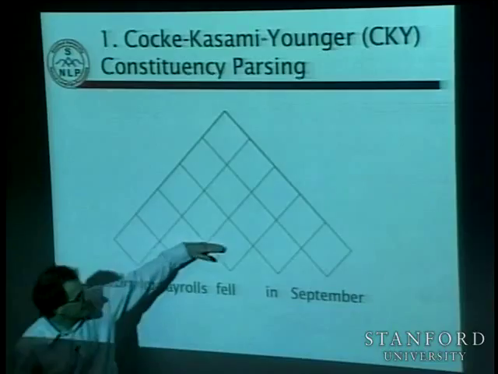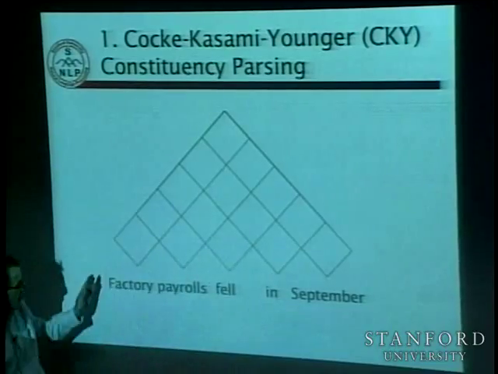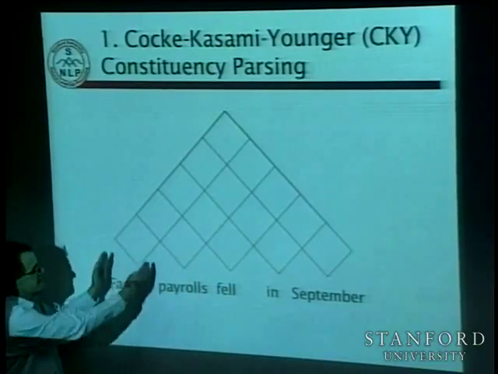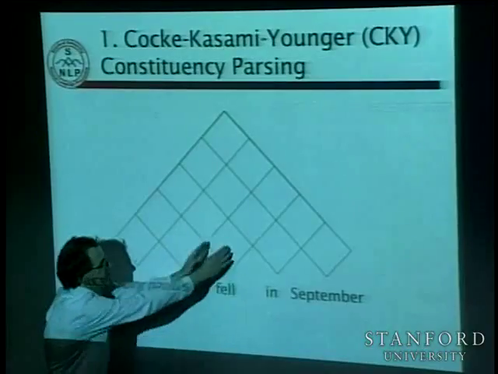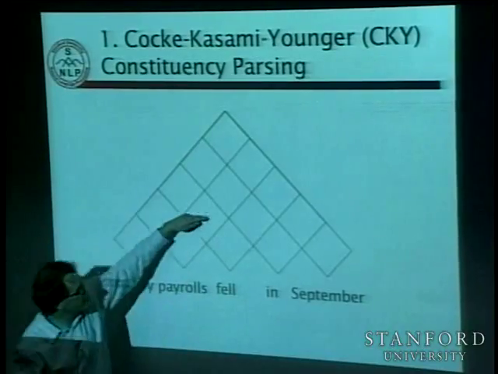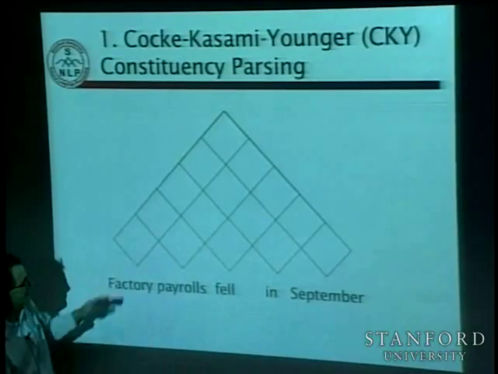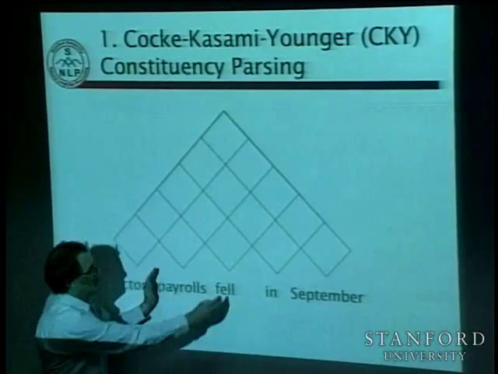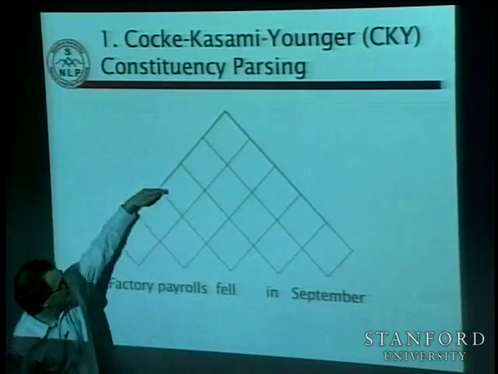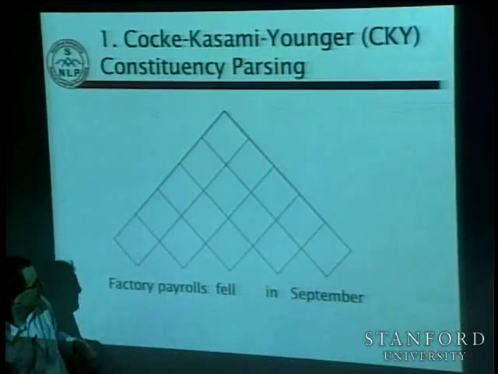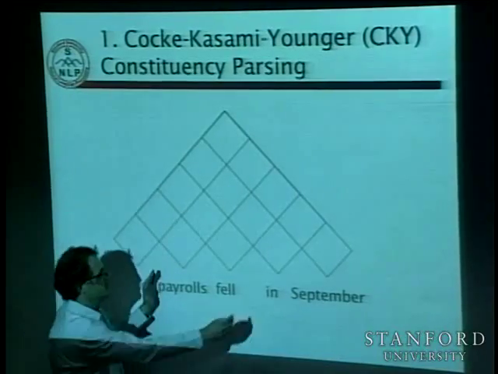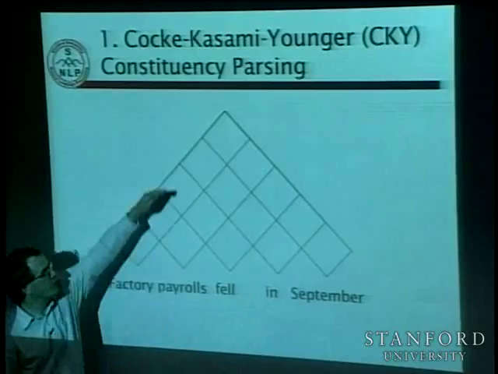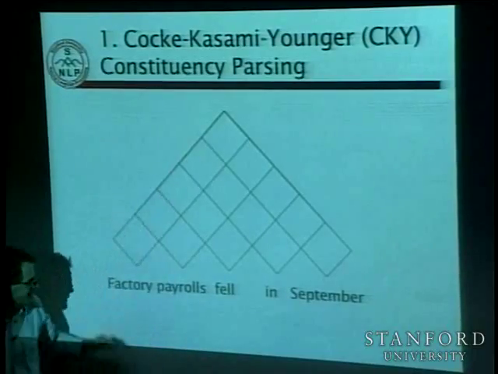So these cells along here are the one-word subsequences. So this is factory, this is payrolls, this is fell. And then the cells along here are two-word subsequences. So this cell is factory payrolls, that cell is payrolls fell, and then this third row is the three-word subsequences. So this cell here is payrolls fell in, and then the four-word ones, and then the top cell is for the entire sentence.